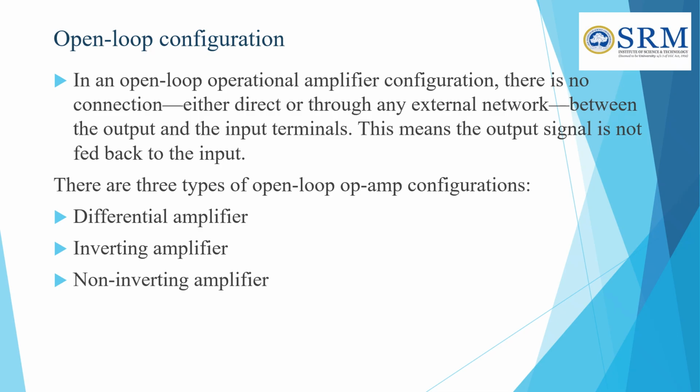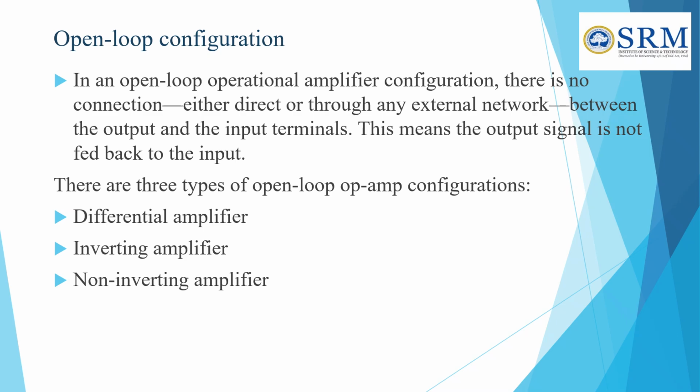Next, we are going to see the open loop configurations. The open loop op-amp works without feedback. The output is completely independent of the input after amplification, so there won't be any feedback path. Because of very high gain, even a small input voltage can drive the output to saturation.